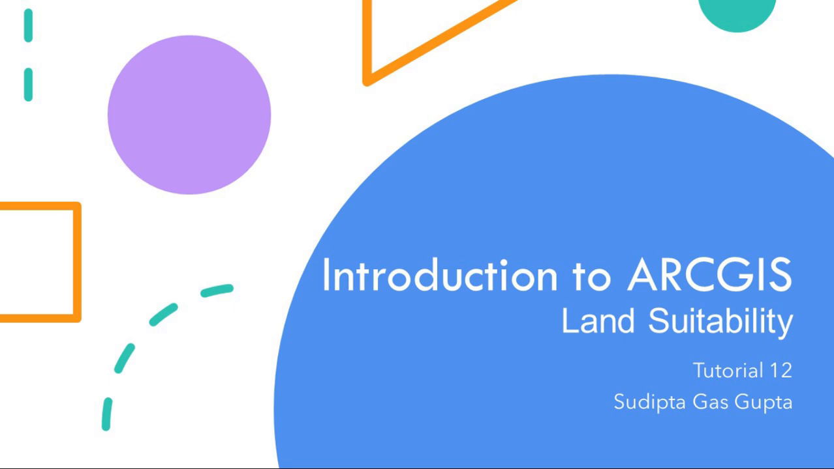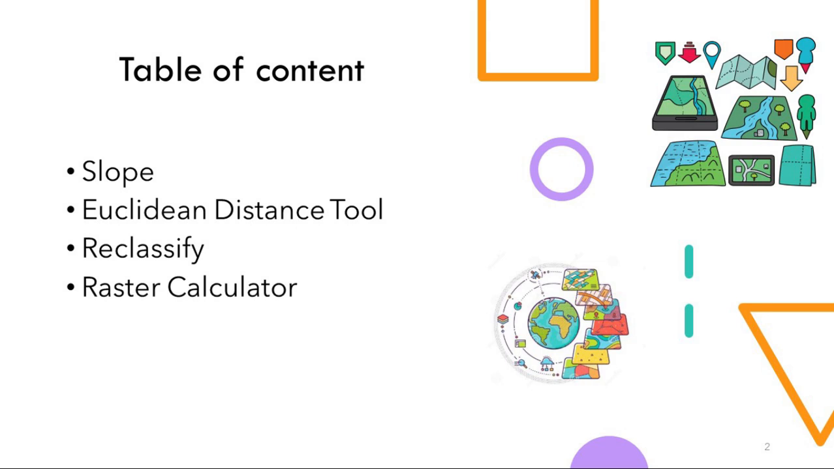Today we will talk about land suitability and analysis. Here is the table of content. We will talk about slope, Euclidean distance tools, reclassify and raster calculator.